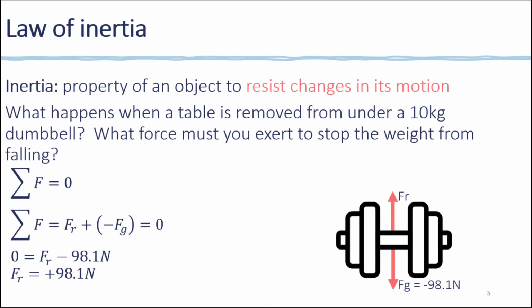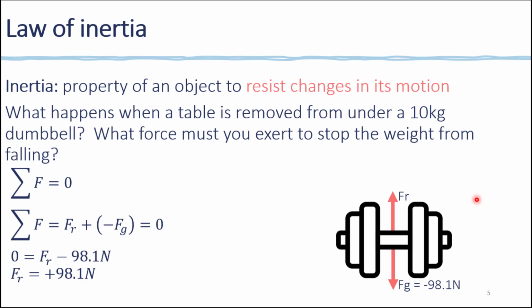Excellent. So we're talking about the law of inertia. We should probably define inertia. Inertia is defined as the property of an object to resist changes in its motion, or otherwise said, the resistance of an object to a change in its current state. So it's an object's ability to obey Newton's first law of motion.